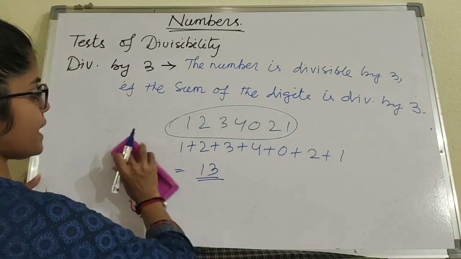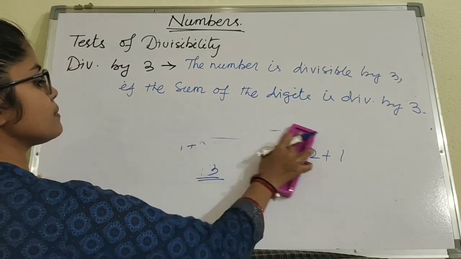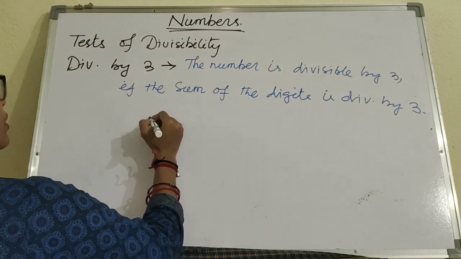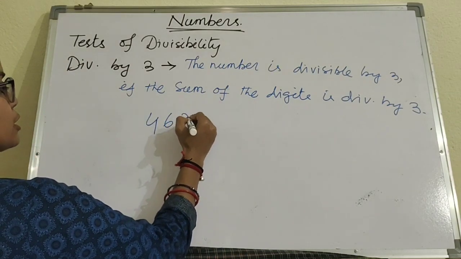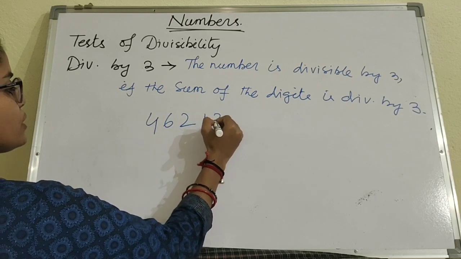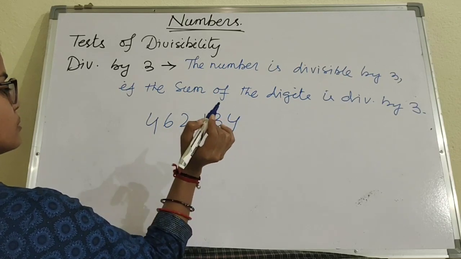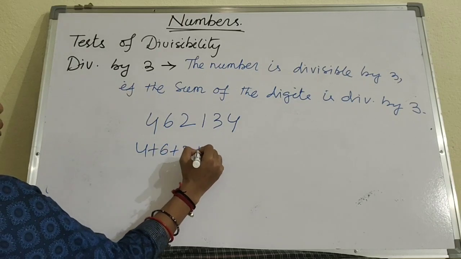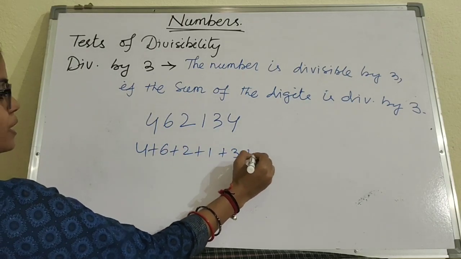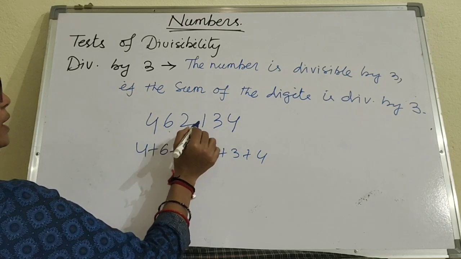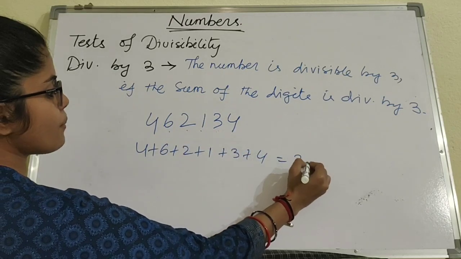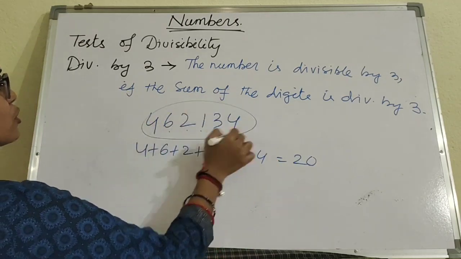Another example. 462134. 4 plus 6 plus 2 plus 1 plus 3 plus 4: 10, 12, 13, 16, 20. So the sum is 20. So this number is not divisible by 3.